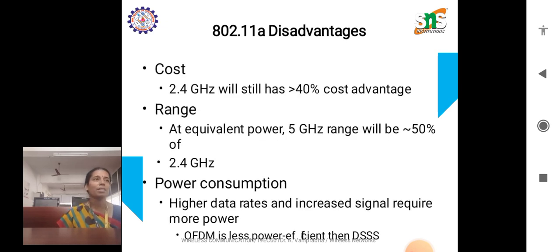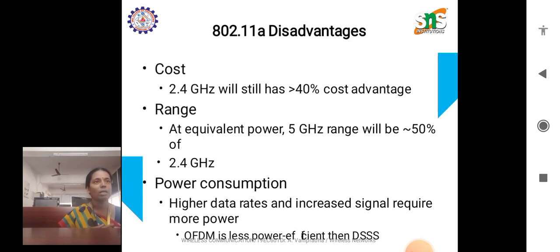Next important disadvantage is cost. So beyond this 2.4 gigahertz, 40 percent of cost will be levied, and the range in the 5 gigahertz band will be approximately 50 percent of 2.4 gigahertz. The power distribution is not uniform throughout. Once the range varies, the power also gets decreased.